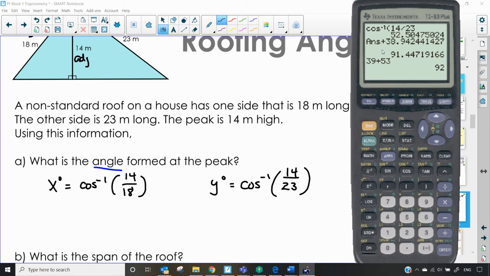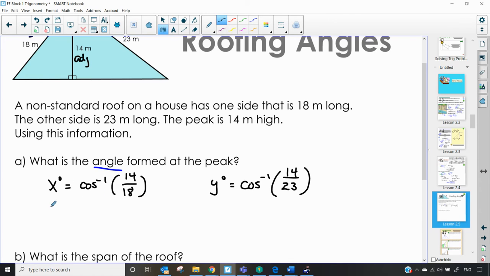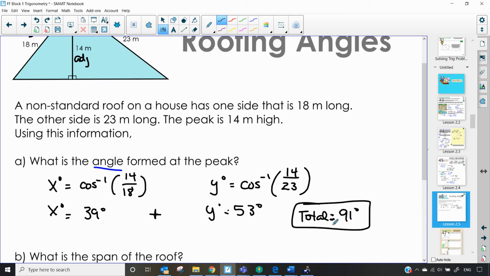This was a numerical response question. 92 would be marked wrong, 91 would be marked correct. So again, we have our x value here. Our x degree was 39 degrees, and our y degree was 53 degrees. Adding those together, we get 91 degrees. So the total is 91 degrees. And if you want to make a note for yourself, this is an exact value. So that means we did not round on our calculator.